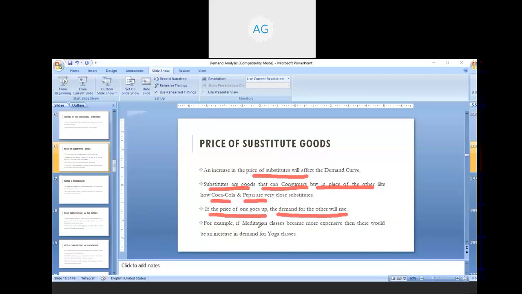For example, if meditation classes become more expensive, then there would be an increase in the demand for yoga classes as well. So basically the demand depends on the price. That's why the determinant is price of substitute goods. From this example, we show that if the meditation classes are more expensive, then the demand of yoga classes will be more. So do all of you understand it till now? Just write in the chat box so that we can move further.